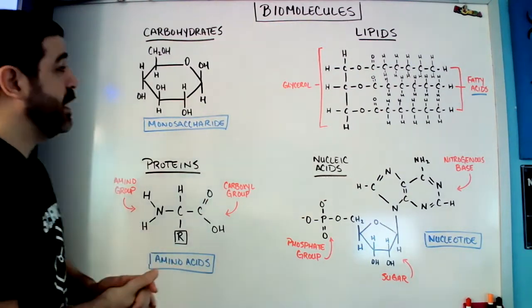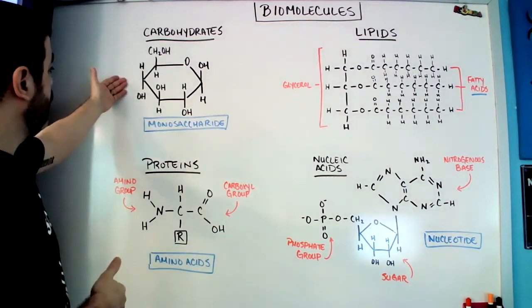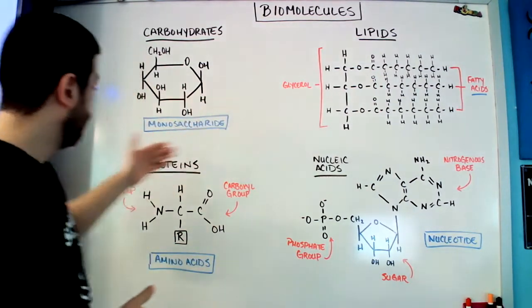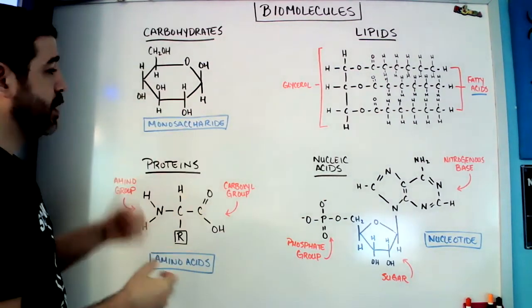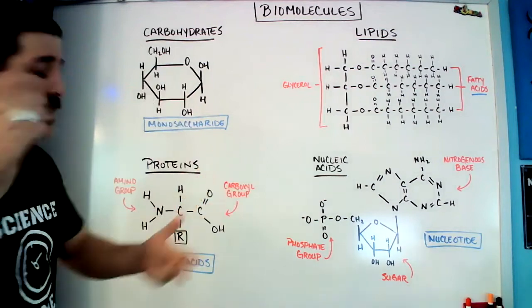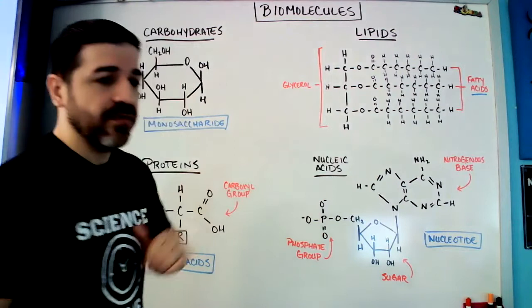So, quick recap, 4 biomolecules or 4 biological molecules. We have our carbohydrates, we have our lipids, our proteins, and our nucleic acids. The elements present in all of them, carbon, hydrogen, and oxygen. Proteins introduce nitrogen. Our nucleic acids introduce our phosphates.